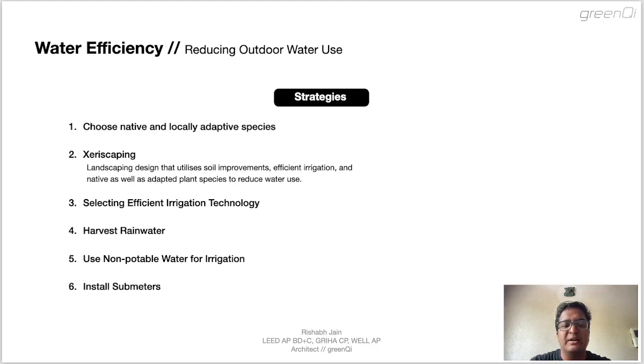The last but not least strategy would be to install sub-meters. Metering outdoor water use is important to reduce the outdoor water use. Once you know how much water on average you are consuming, you can take measures accordingly to reduce it. And if someday you see that the consumption has been higher than required, you can know that something is wrong and appropriate measures to fix it can be taken.